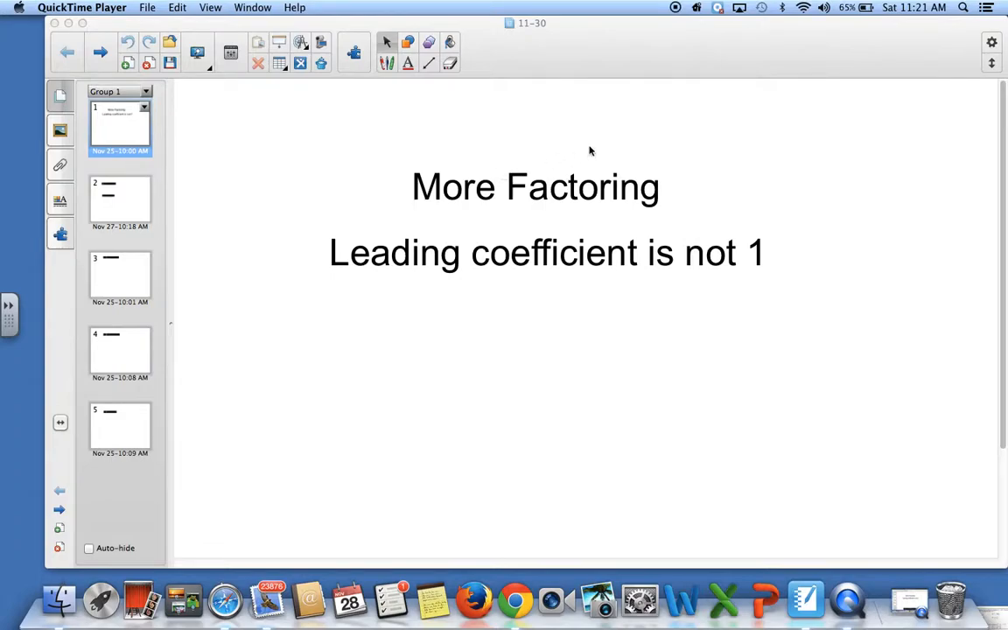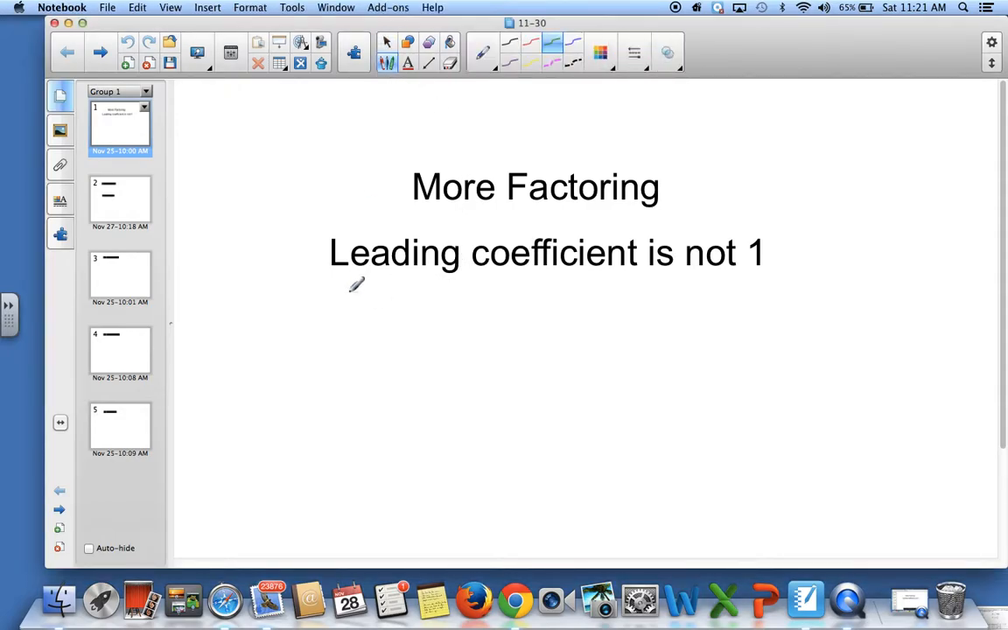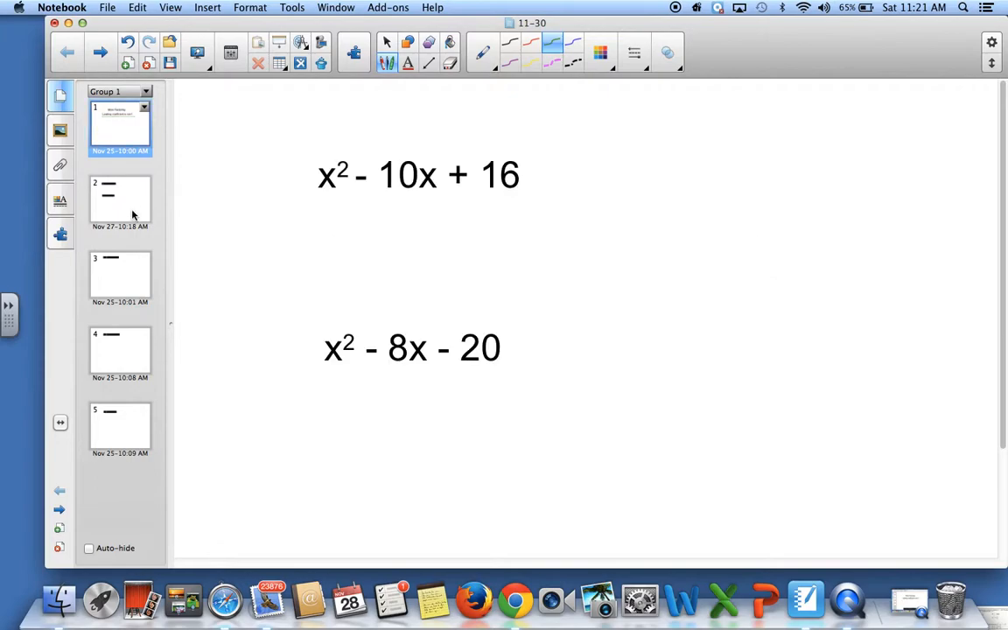Okay, I'm going to make this video about factoring when the leading coefficient is not 1, meaning we have something that's not x squared, it's going to be 2x squared or 3x squared as the first term. Let's go back and review some things. Now we did something like this. When we factored, this is a procedure that we worked on.